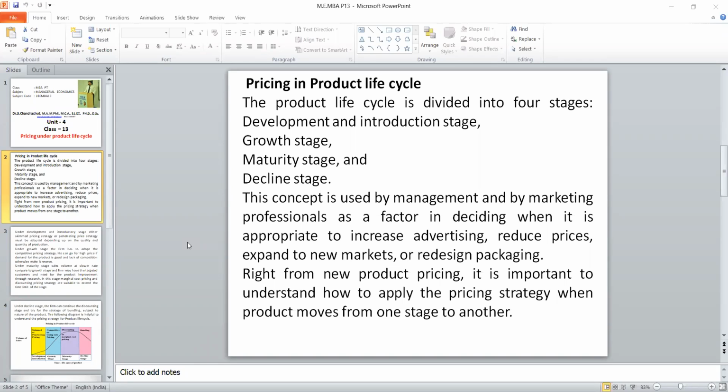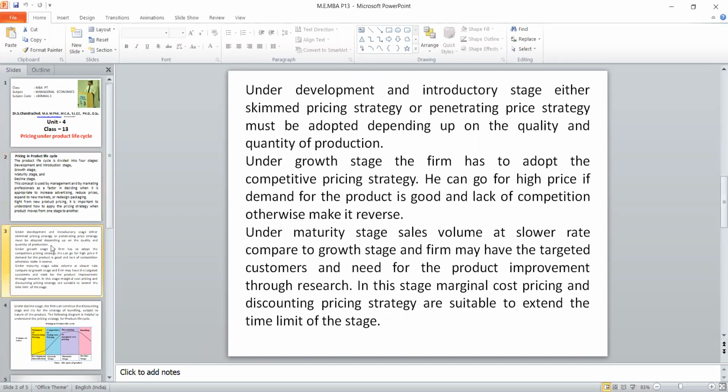That is, stage one is introduction stage and development stage. In this stage, there are two pricing strategies we are following. One is called skimmed price strategy. The other one is penetrating price strategy. There is a wide difference between these two. Both are for the new product strategy only.